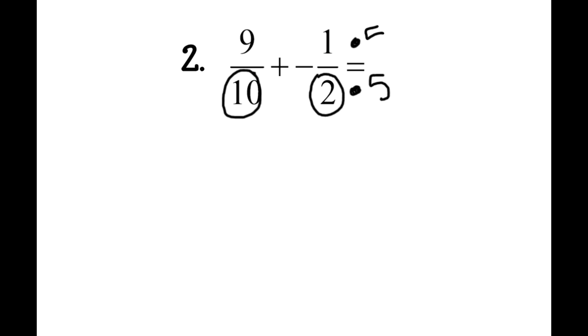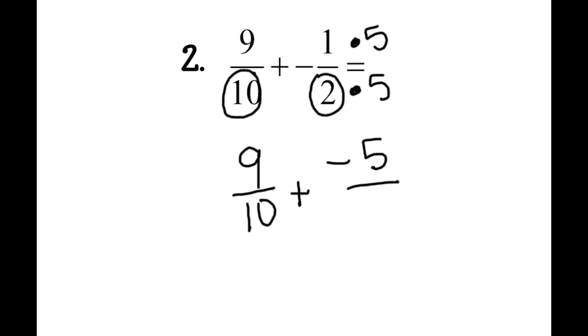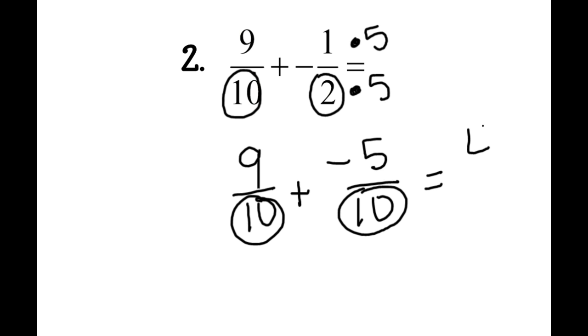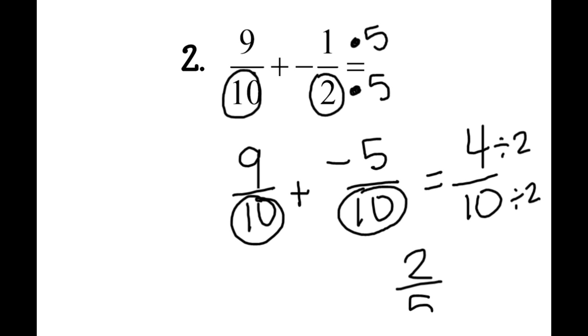And 1 by 5. So I have 9/10 plus a negative 5/10. My denominators are the same, so I add the numerators. 9 plus negative 5 is 4. My denominator is 10. Now I look at this 4/10. 2 goes into both of those, so I can divide by 2 to reduce this. And I get 2/5 as my answer.